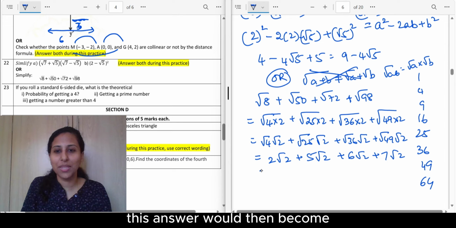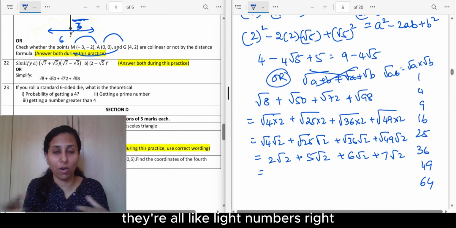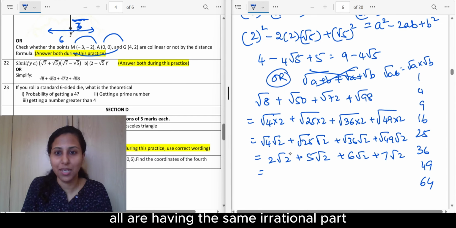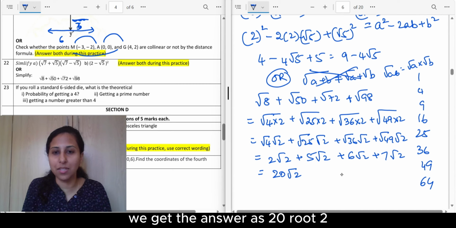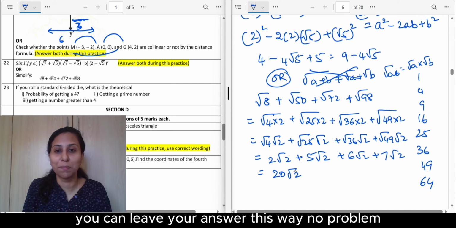This answer would then become, everything is having root 2. They're all like terms, right? All are having the same irrational part. So you can just add them up. 5 plus 2, 7. 7 plus 6, 13. 13 plus 7, 20. We get the answer as 20 root 2. You can leave your answer this way, no problem.